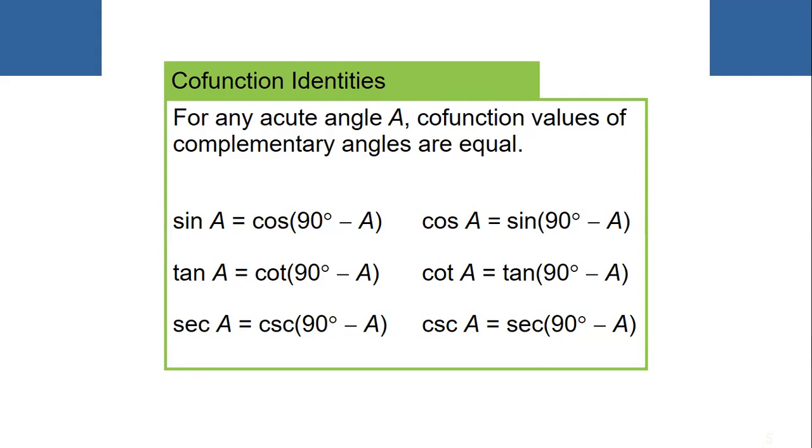All right. So, again, the key thing is for it to work, it has to be an acute angle, which means that the angle has to be less than 90. I just remember it as sine and cosine go together, tan and cotangent, and secant and cosecant. But everything is going to be the same as far as 90 minus A, 90 minus A, 90 minus A.